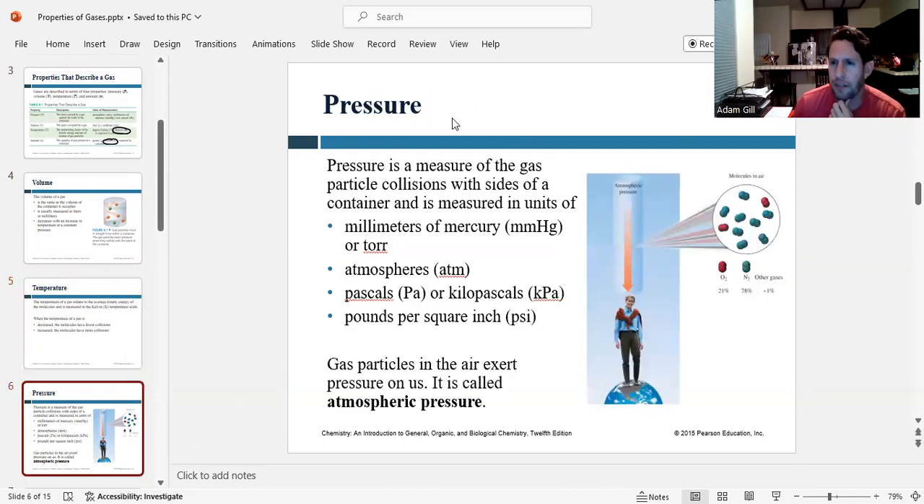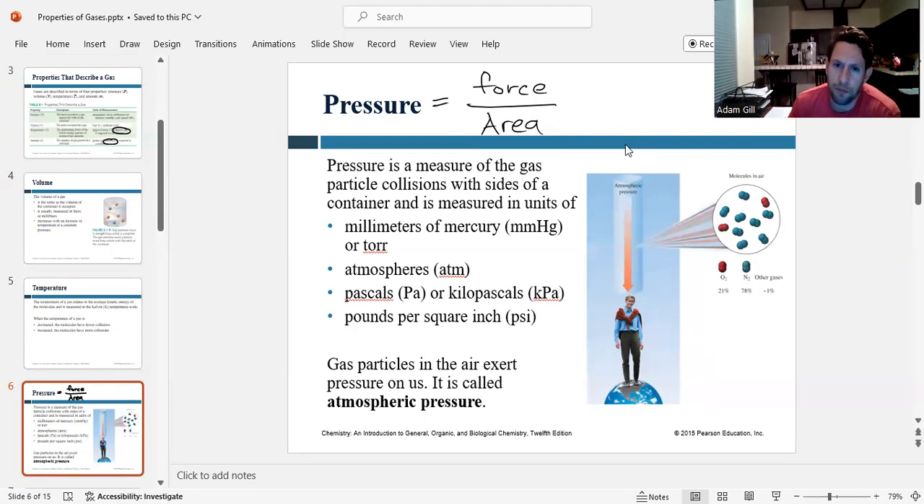Now, pressure, maybe you guys have never thought about this, but we define pressure as force divided by area. And so for gases, pressure is the force that the particles exert on the walls of their container. And the area is going to be the size of the container, the surface area of it.